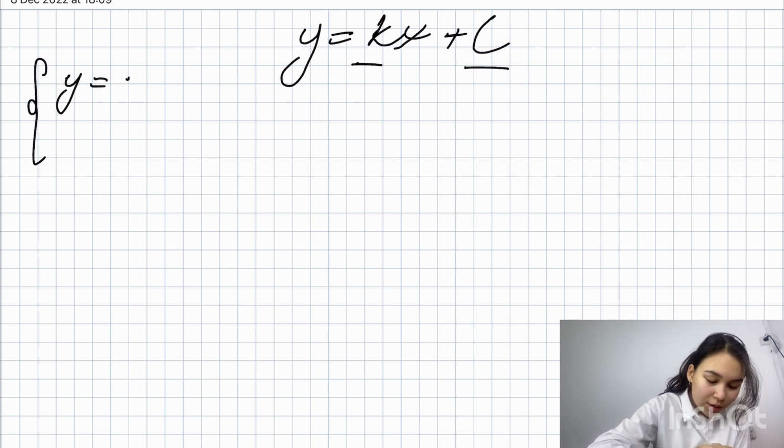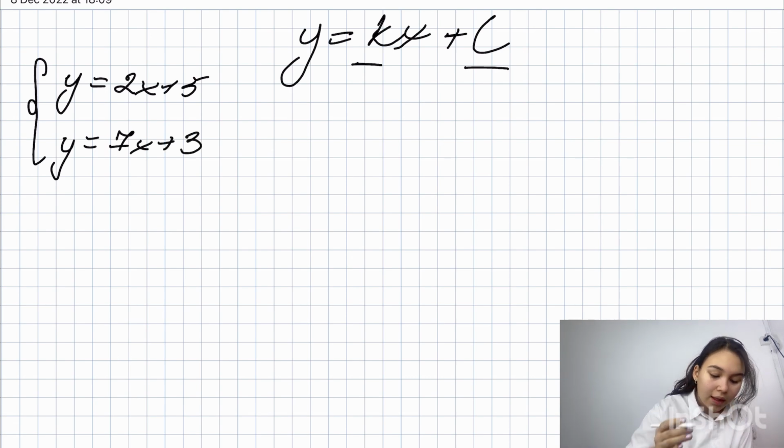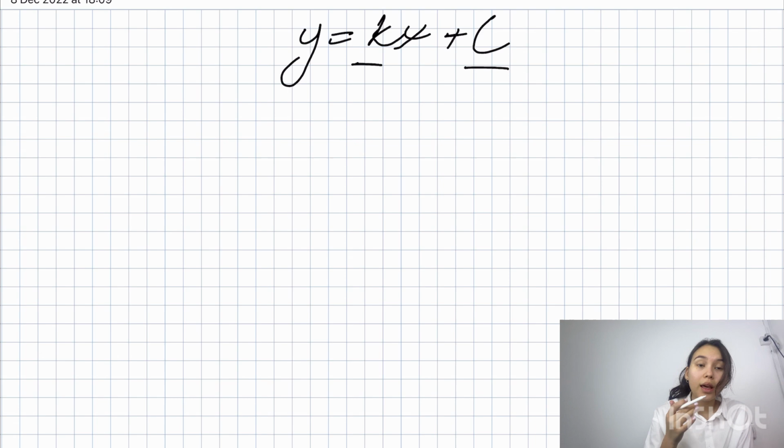y is equal to 2x plus 5, and y is equal to 7x plus 3. This is the simplest example of a system of linear equations, for you to understand what it is. So today we will solve the system. It means that we will find the intersection point between them graphically. What does graphically mean? It means that we will draw a graph.